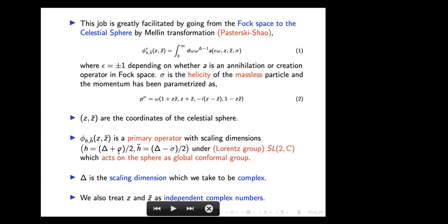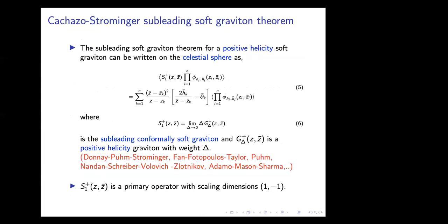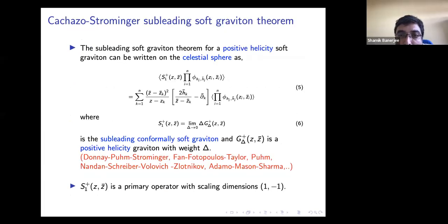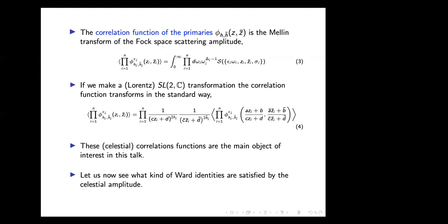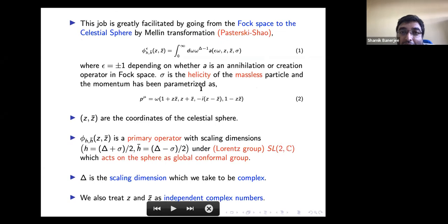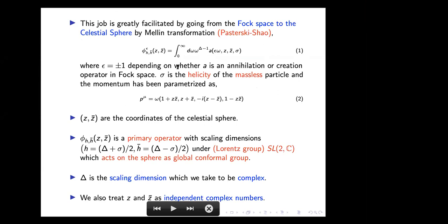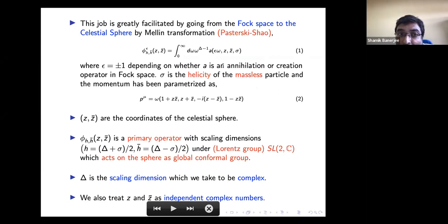Sorry, Shamik, I got confused about something else. Where did you distinguish between the in states and the out states? Which insertions are on scri plus and which are on scri minus? Yeah, so these are these epsilons here. Okay, I see. So this epsilon is plus or minus 1, whether this A is an annihilation or creation operator in the Fock space.